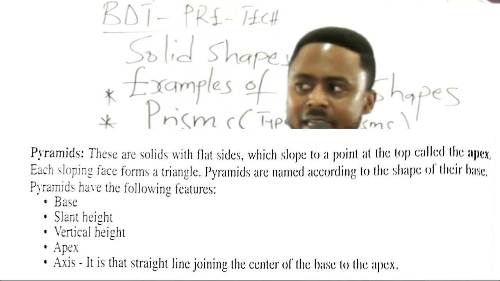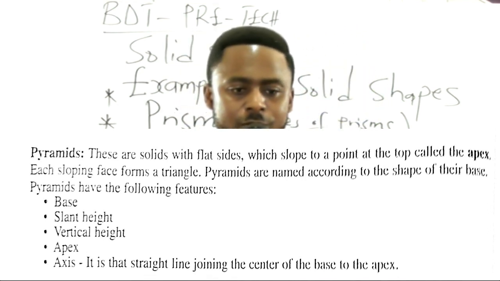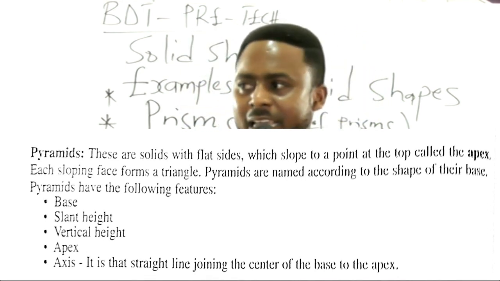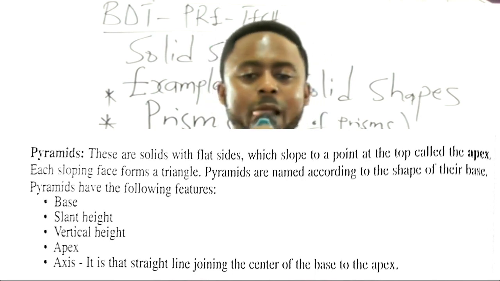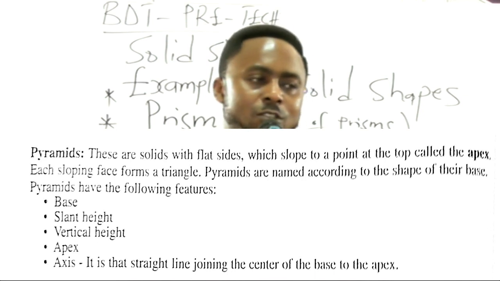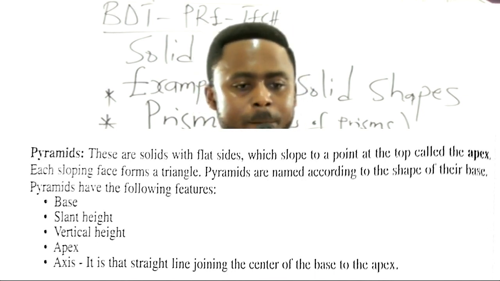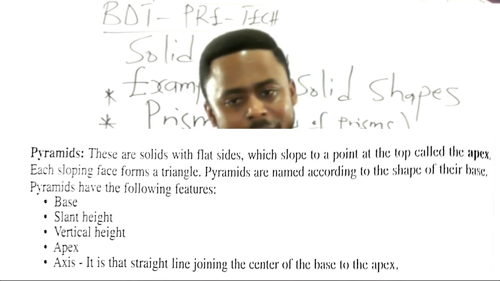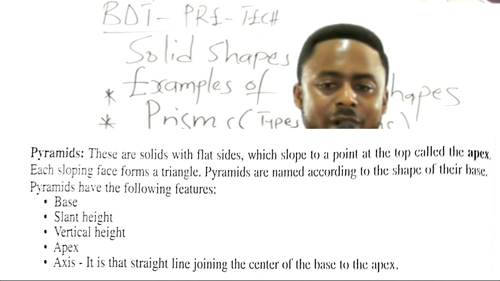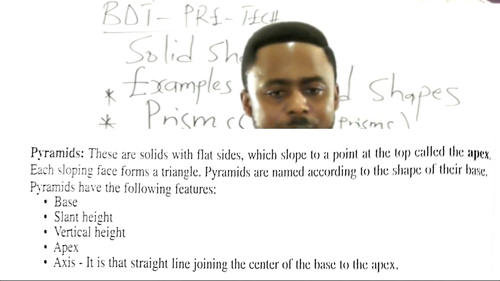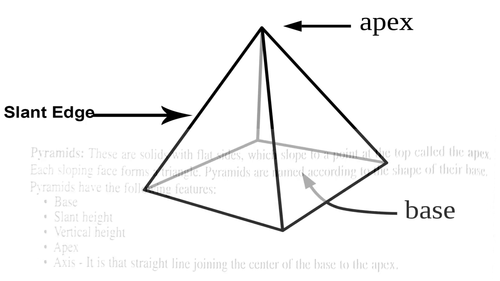Apex. And then pyramids are also named according to the shape of the base. They take the shape of the base as their name. So if you have a pyramid with a square base, it will be called a square pyramid. A pyramid with a triangular base will be called a triangular pyramid. So I'll display some examples of pyramids for viewers to also observe.